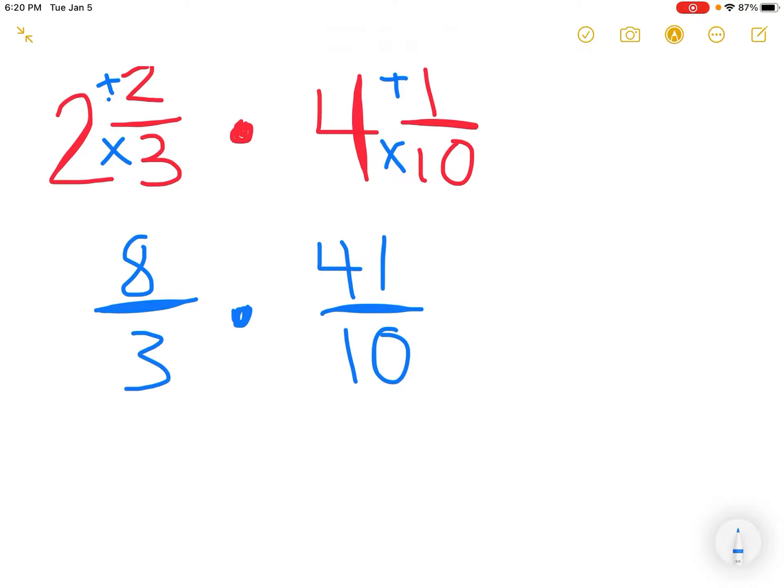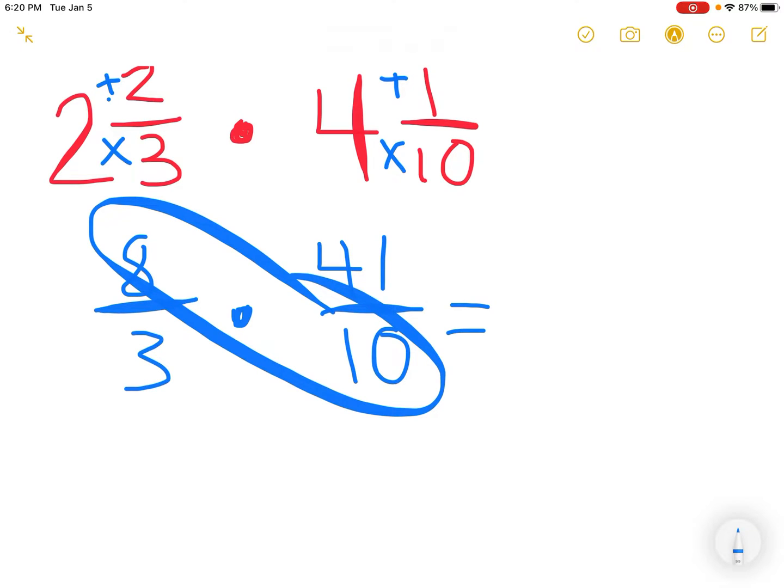Now we multiply just like a multiplication problem that we did the other day. If you like to cross simplify, I would highly encourage trying it with these problems. In case you need a reminder or have not seen cross simplifying, here's what you do. You look at your numbers that are diagonal from each other and try to simplify the diagonals.